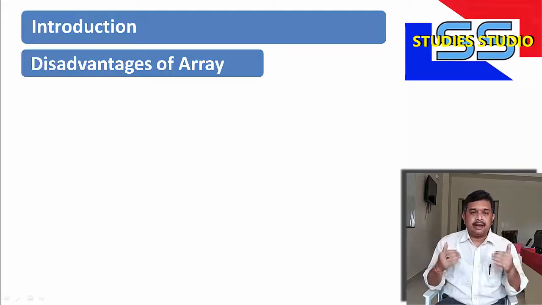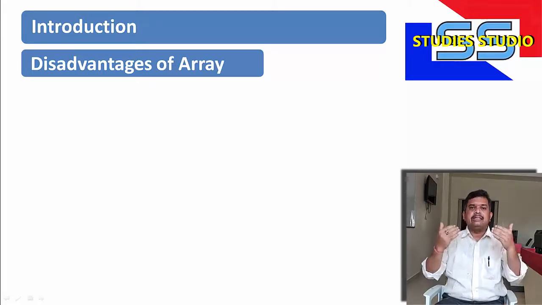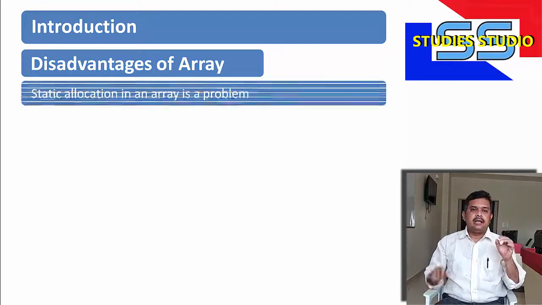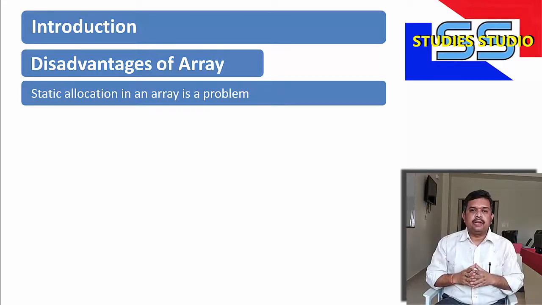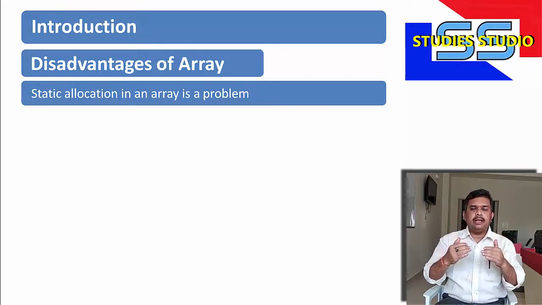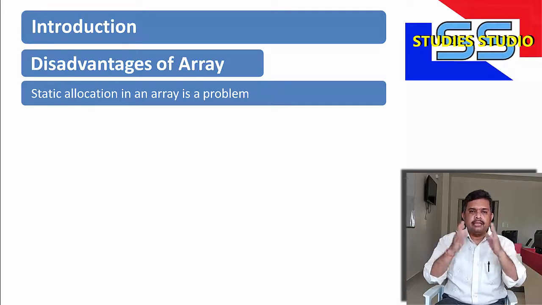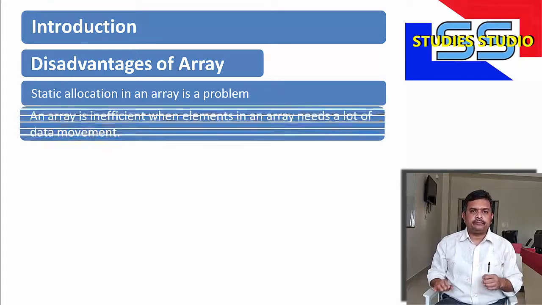Before we start linked list, let us try to recall the disadvantages of array so that it becomes easy for you to realize the advantages of linked list. If you remember, array is a static data structure. It means at the very beginning, at the time of compilation itself, we need to define our array. The size must be fixed throughout. We cannot change it at runtime.